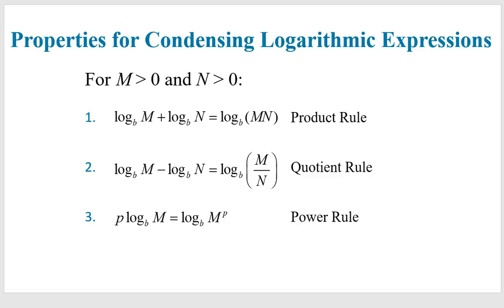When you are condensing logarithmic expressions, you're going to take either a sum or a difference or a product of some kind of logarithmic thing, and you're going to compress it or condense it into one single logarithm. That is called condensing. So we can use all the rules, the product rule, the quotient rule, and the power rule to do this in reverse.